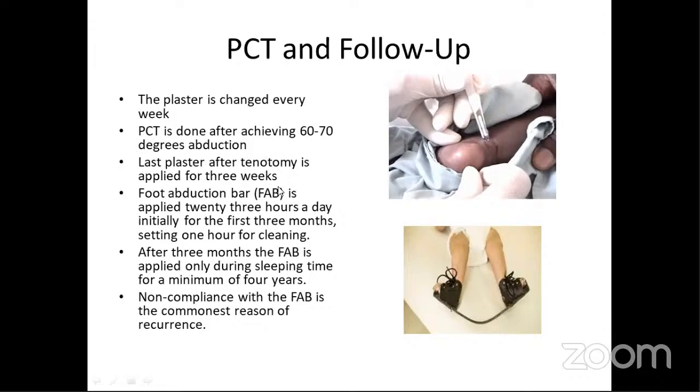So percutaneous tenotomy is done to achieve a dorsiflexion of around 10 to 15 degrees. Now bracing. The bracing has to be done with the help of a foot abduction bar, which is also called a Steenbeek brace.